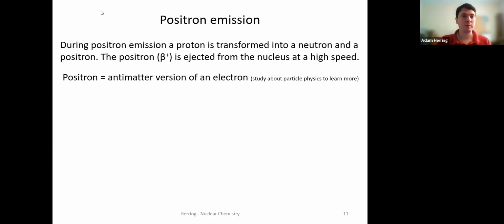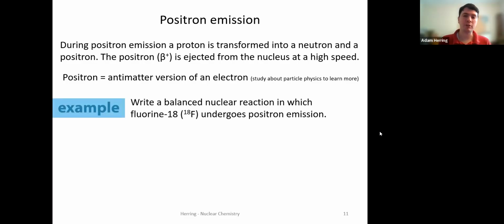We then have positron emission. During positron emission, it's kind of the opposite of beta decay. So we convert a proton into a neutron in the nucleus, and then a positron is ejected from the nucleus at a very high speed. And a positron is essentially an antimatter version of an electron, which if you'd like to learn more about, you can study more about particle physics.